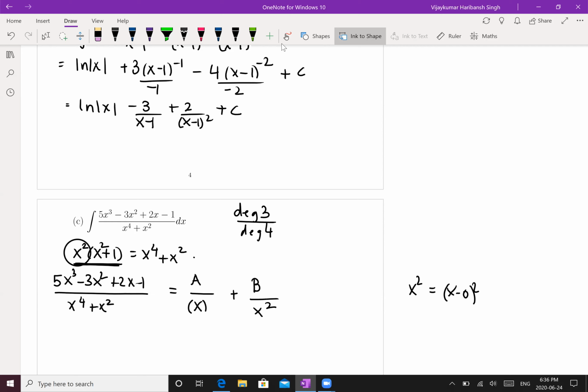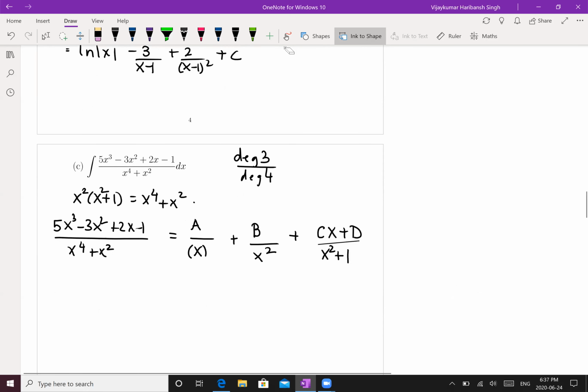Now, for this x squared plus 1 part, you have to write it as (Cx plus D) over (x squared plus 1). Note that this is irreducible. You can't break it further, right? So if you can't break it further, you have to write Cx plus D. If you have an irreducible quadratic factor, the top part has to be linear, Cx plus D. Now, why does it have to be linear? That's the only way you can construct all kinds of combinations and get a polynomial as general as this. So let's work this out now. We need to find A, B, C, and D. All right, let's proceed.